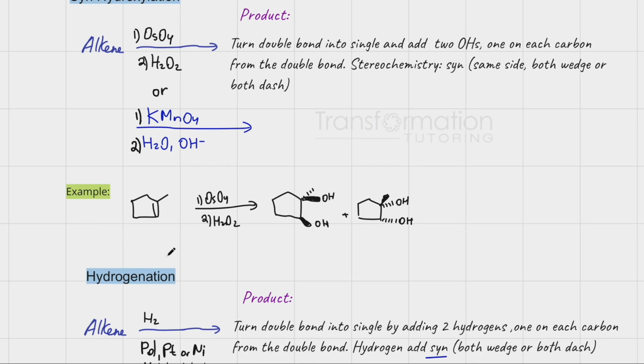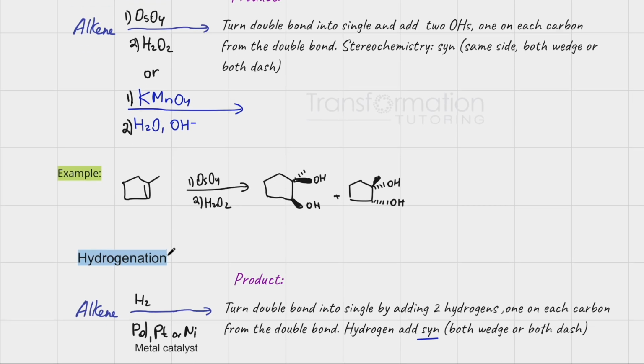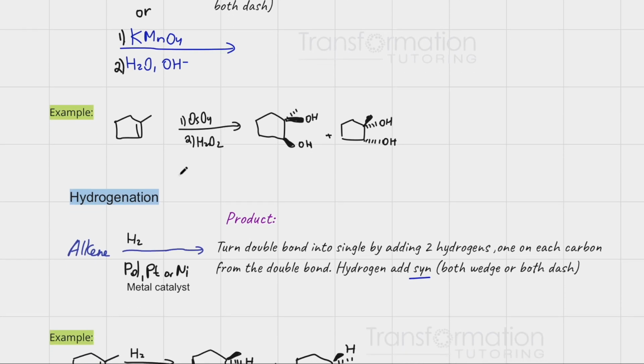So if you see in the synthesis, for example, that the product has two OHs next to each other and their stereochemistry is the same, then most likely you had to do this reaction to get there.